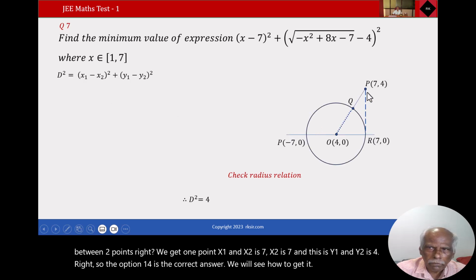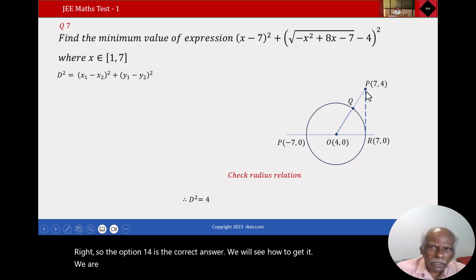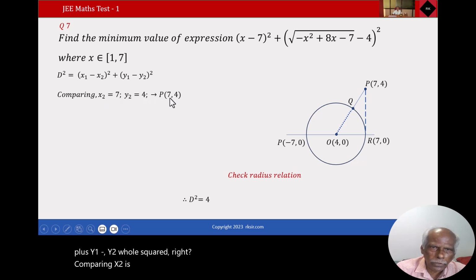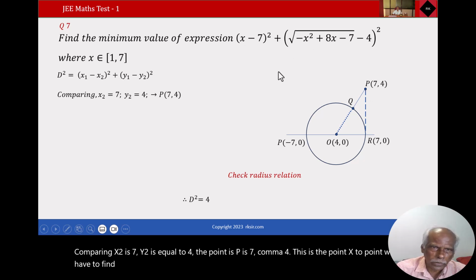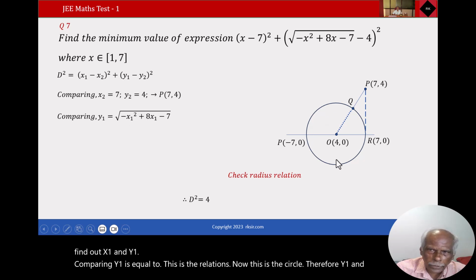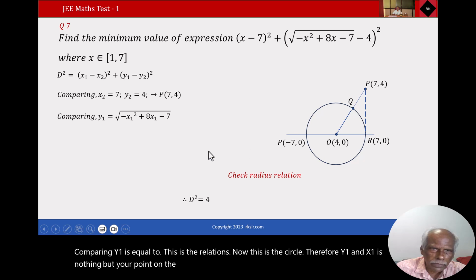See, we are having this point P and Q is a point here. D squared is (x1 minus x2) whole squared plus (y1 minus y2) whole squared, right? Comparing, x2 is 7, y2 is equal to 4. The point P is (7, 4). This is the x2 point. We have to find out x1 and y1. Comparing y1, these are the relations. Now this is the circle. Therefore x1 and y1 is nothing but a point on the circle. So we will find out the point on the circle now.